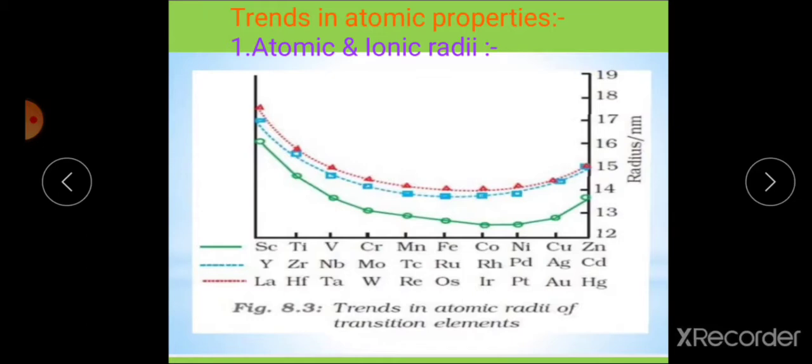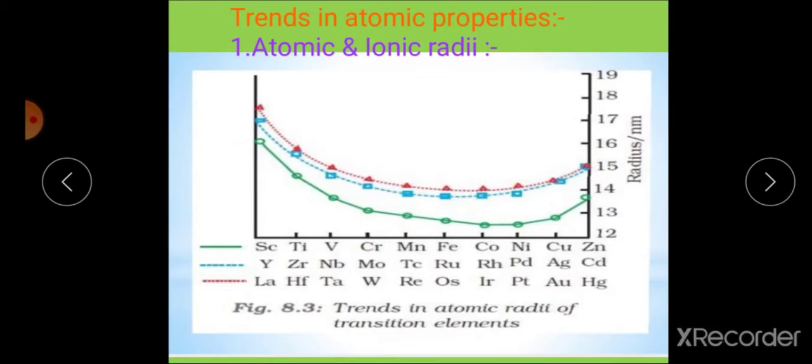As we move in the transition series from left to right, the nuclear charge increases by 1 unit at a time. The last filled electron enters the penultimate (n-1)d subshell. Penultimate means second last shell, that is, (n-1)d subshell. D orbitals in atoms are less penetrating or more diffuse. Therefore, d electrons offer a small screening effect.